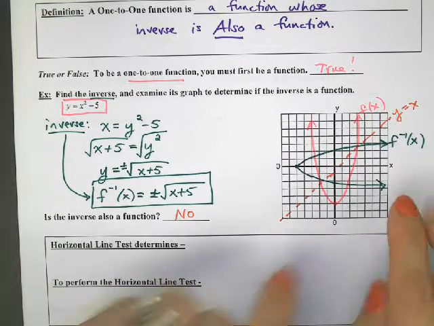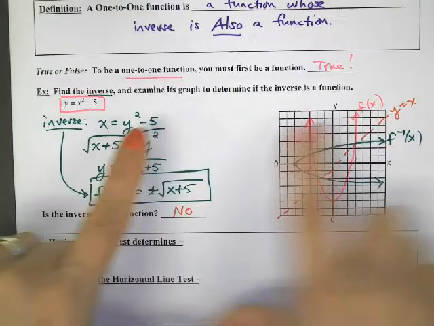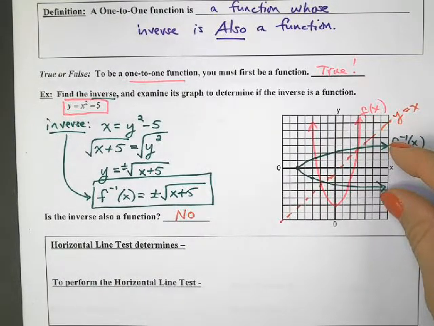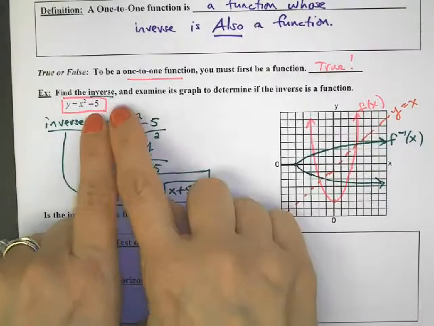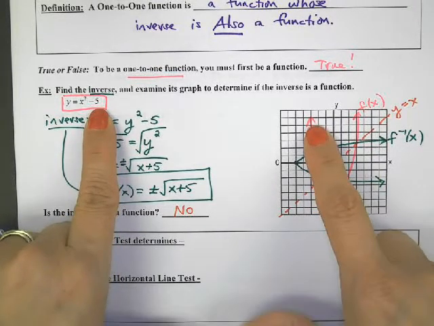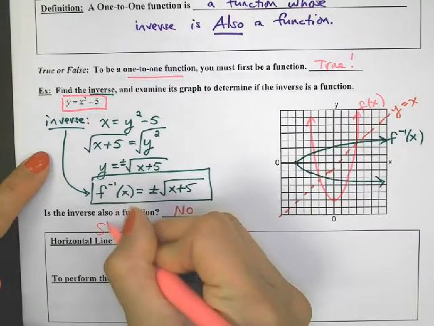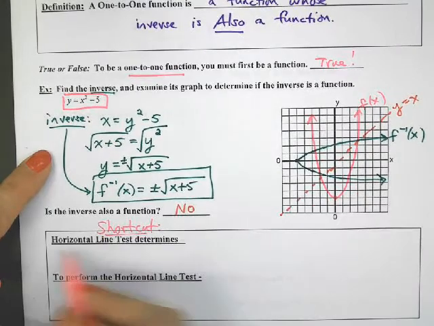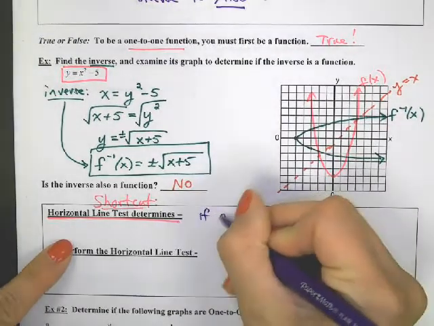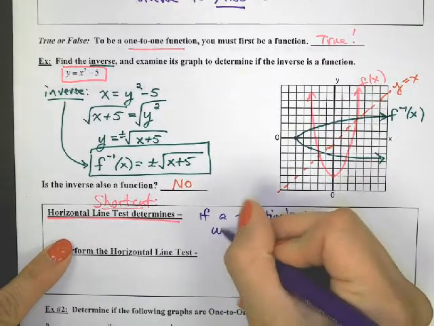So there is a way to do a shortcut. Okay? If you looked at this parabola, he was a function. But then we did all the work, we found the inverse, we graphed the inverse, and we did a vertical line test on him. Instead of doing all that work, what you could do is look at the original one, and you could do a different test on him. If you had looked at the original pink parabola and done horizontal lines on him, you would have had your answer. So the horizontal line test is like a shortcut. Okay, what does this test determine? It determines if a function's inverse will be a function.